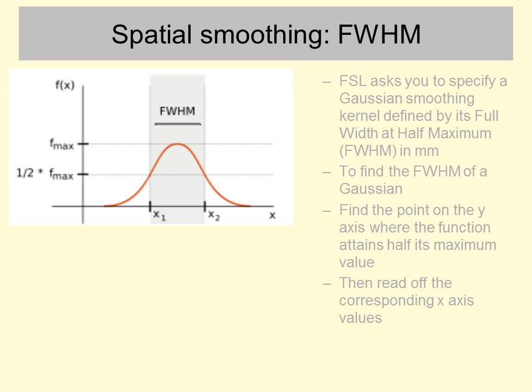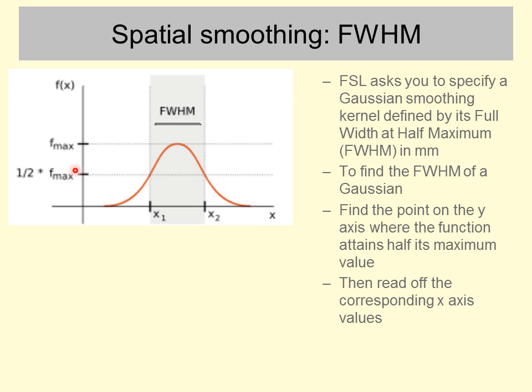Okay, this is a slide that just explains exactly what you're specifying with the number that you enter in feet to specify the smoothing. What FSL asks you to specify is a Gaussian defined by its full width at half maximum. Now, here on this graph the Gaussian is being shown in red.